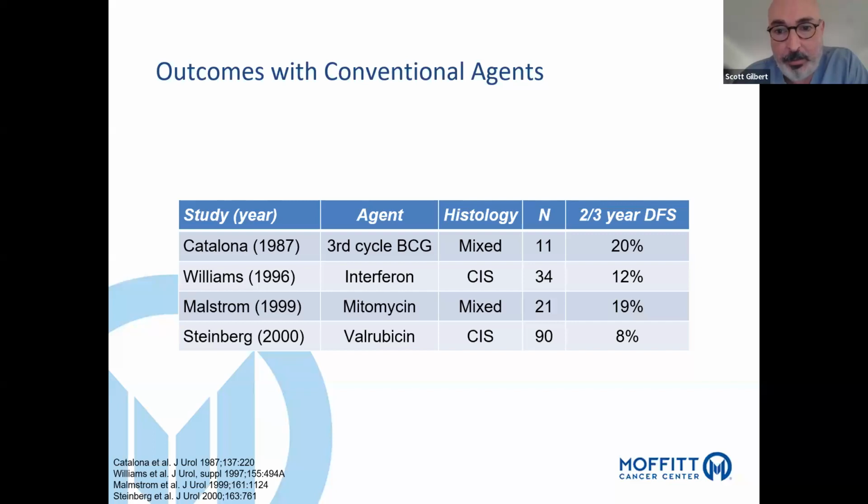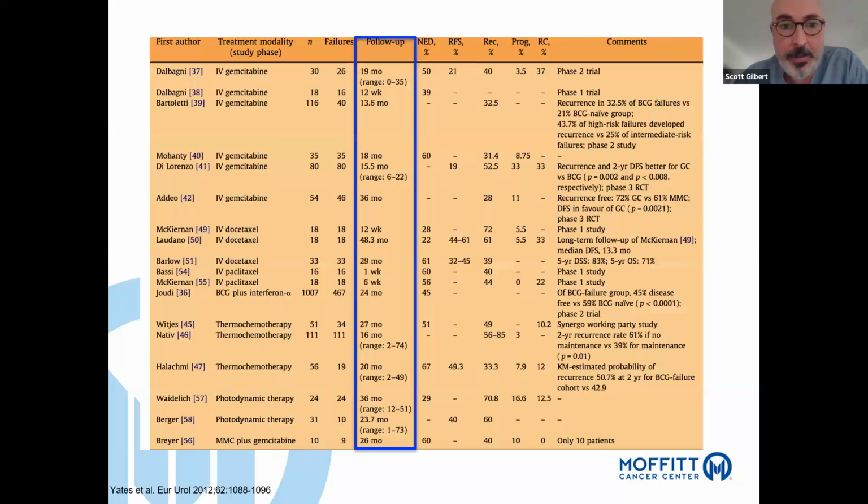These are all numbers that don't excite me, and I always think back to how much it would cost the patient as well, and how much time we're also wasting. So these are the response rates you can expect if you use a single agent conventional treatment strategy as a second or third line after BCG hasn't worked, and they're low enough that I think you can just pass on them and move on to something more modern.